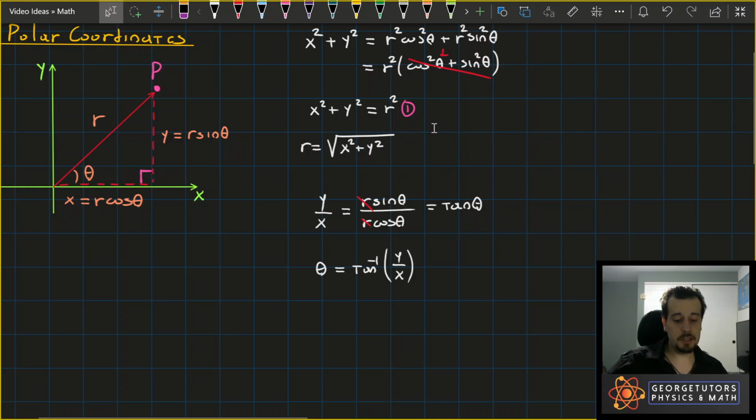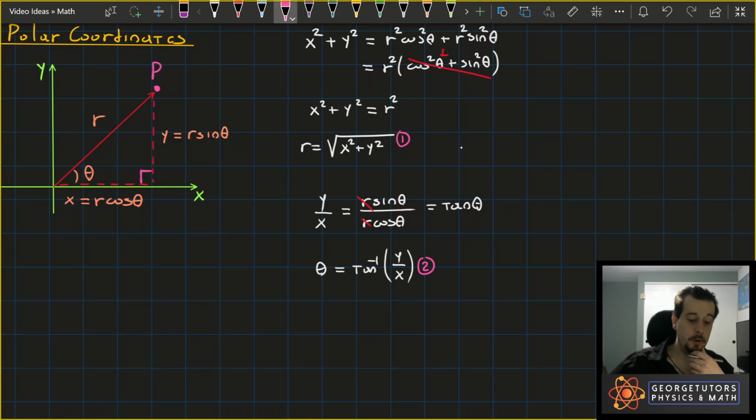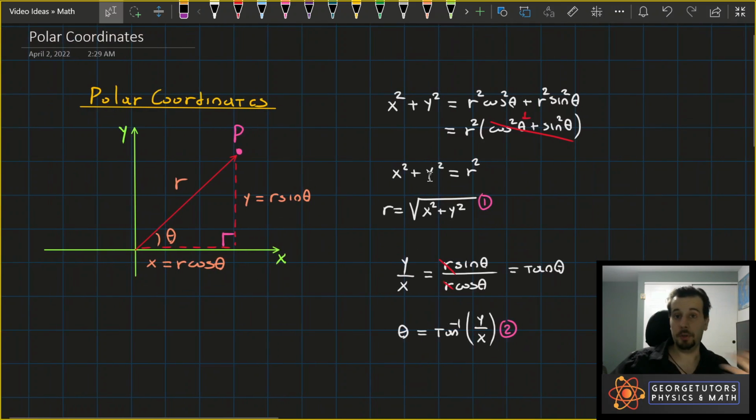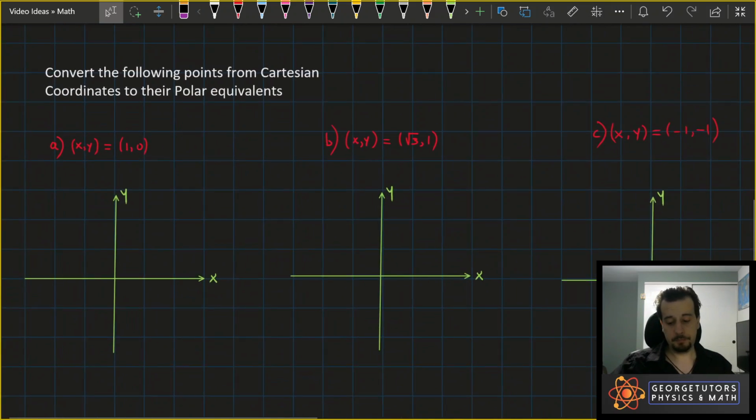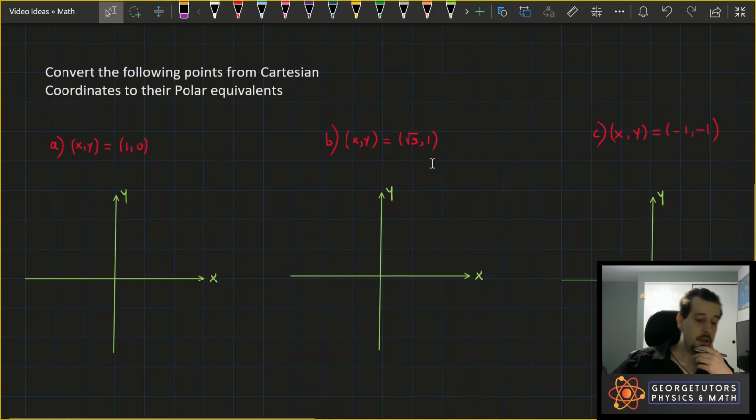Okay, so this is pretty much equation 1. And below is the other one that will determine our theta component. Very simple stuff. So we'll take what we learned here and apply it again to 3 very characteristic examples. Let's attempt them. Here they are. We're trying to convert the following points from their Cartesian representation to the polar one. And let's see what we got.